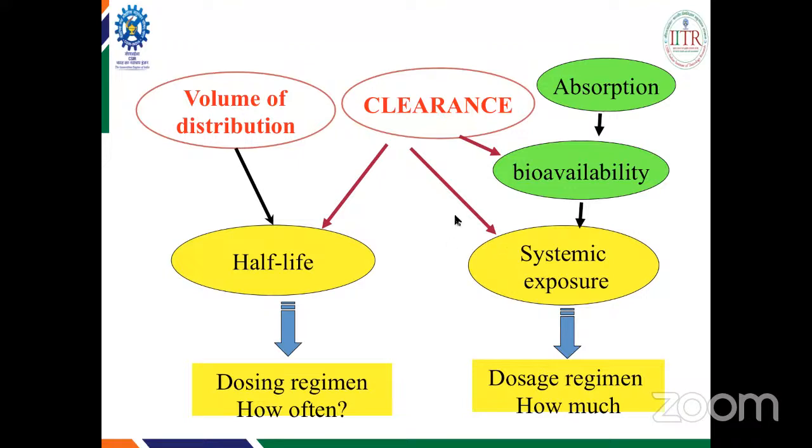The clearance will directly affect the bioavailability of a molecule, and when bioavailability is affected, it affects the systemic exposure. So it affects how much of the drug we have to take. Similarly, clearance will have a direct impact on the half-life of the molecule, and volume of distribution also has an effect on the half-life, and this will determine how often we have to administer a drug chemical, because half-life determines how fast it takes to reach half of the initial concentration. Based on understanding clearance and volume of distribution, we can understand how much and how often a drug chemical can be given.